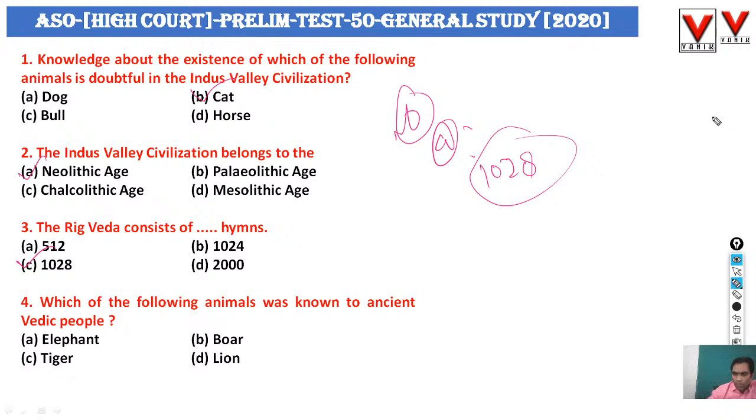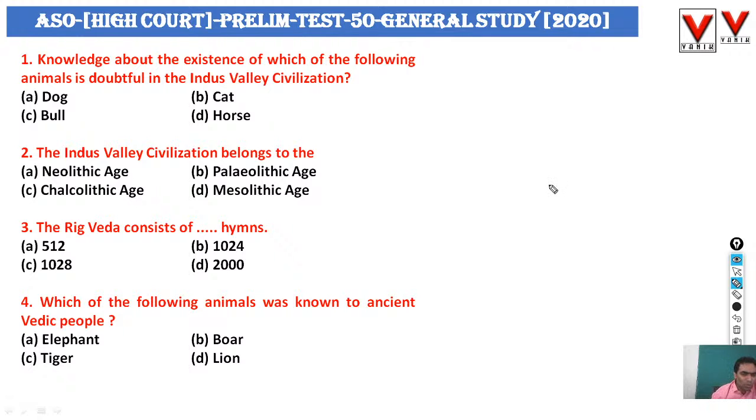That is the fourth question, and it is talking about which of the following animals was known to the ancient Vedic people. They are talking about the Vedic people. The right answer is lion, D. Lion was known to the Vedic people. So for the fourth question, the right answer is D.